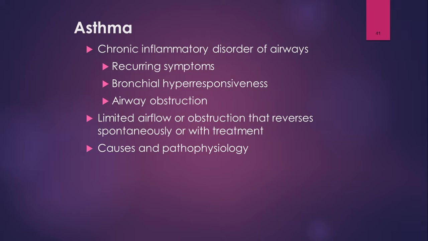Asthma is a chronic inflammatory disorder of the airways. It involves recurring symptoms, bronchial hyperresponsiveness, and airway obstruction. The limited airflow or obstruction reverses spontaneously or reverses with treatment. Studies of children with asthma indicate that allergies influence both the persistence and the severity of the disease. There may be a genetic predisposition. Some children with asthma have no evidence of allergic disease.